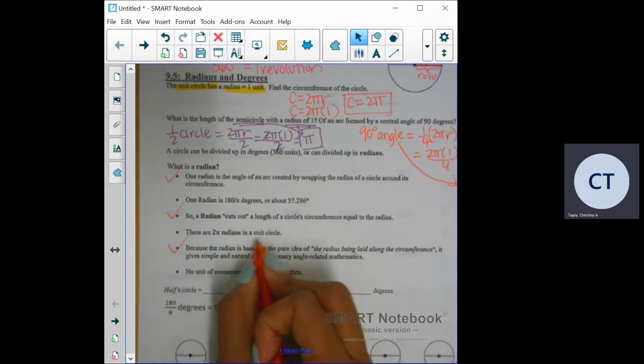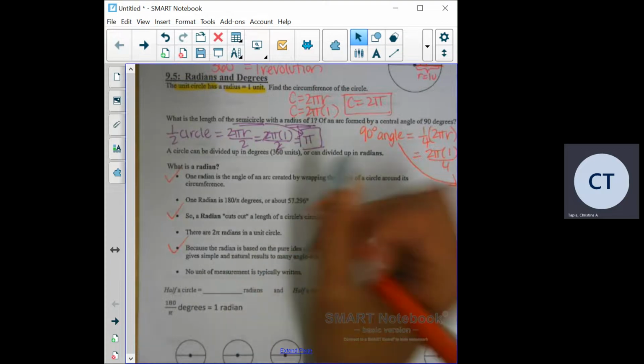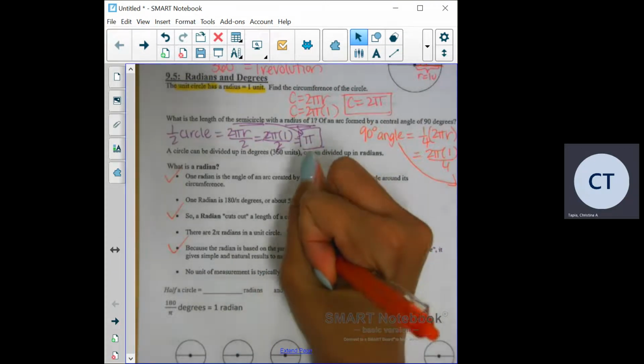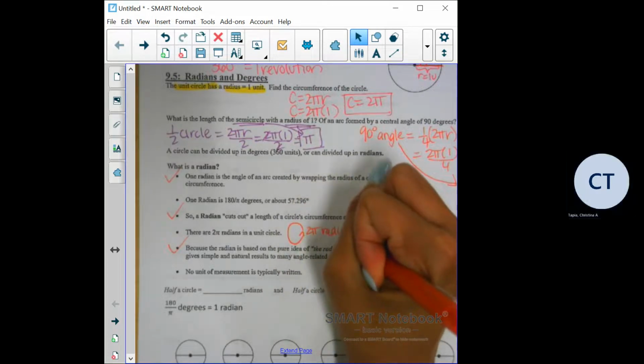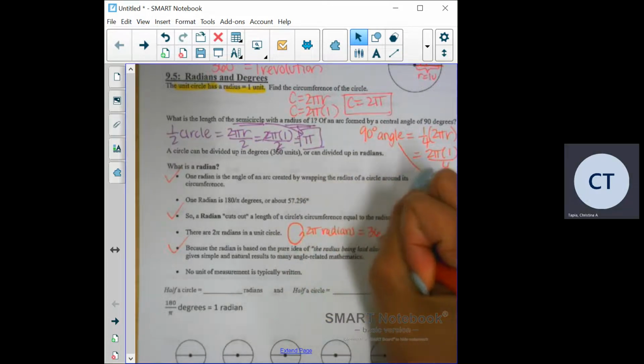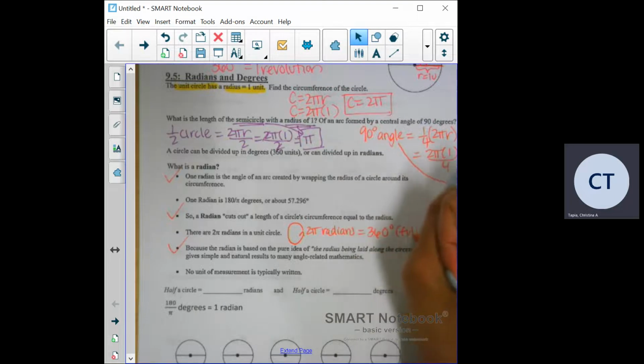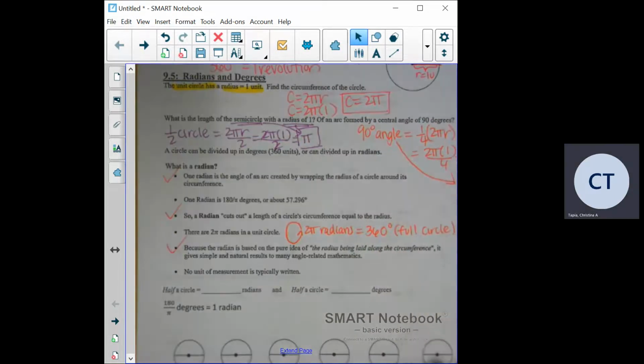There are 2 pi radians in the unit circle. So that means in a whole unit circle, as it goes all the way around, this is 2 pi radians, which is equal to 360 degrees. So in other words, the full circle. It goes in a complete circle.